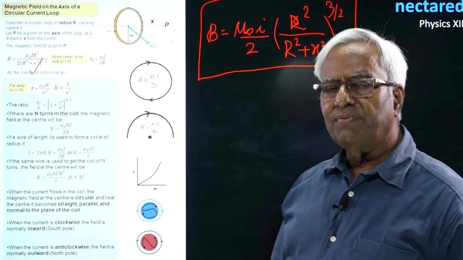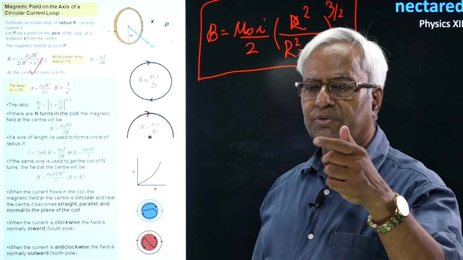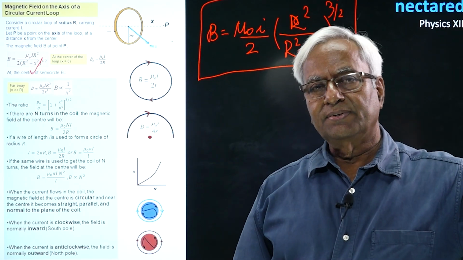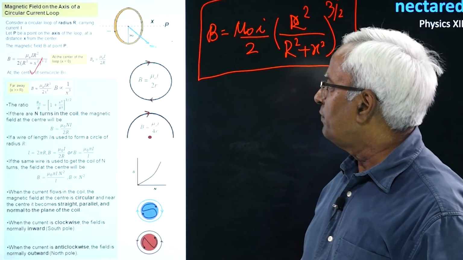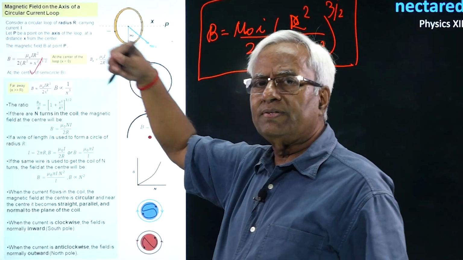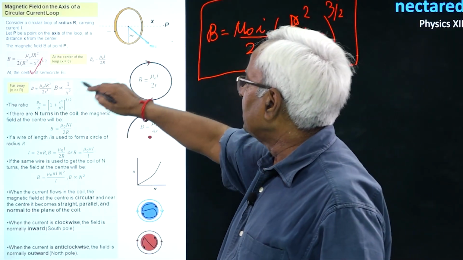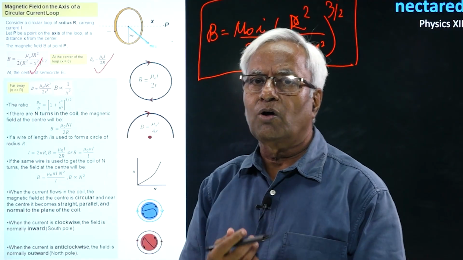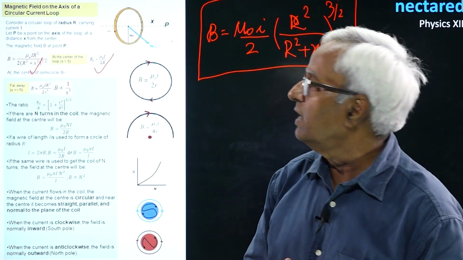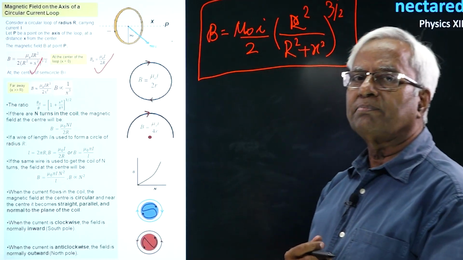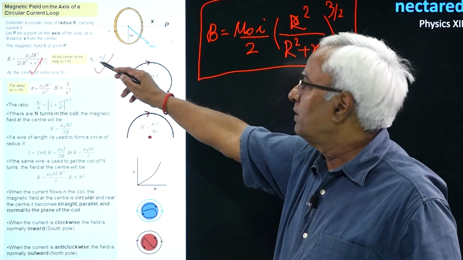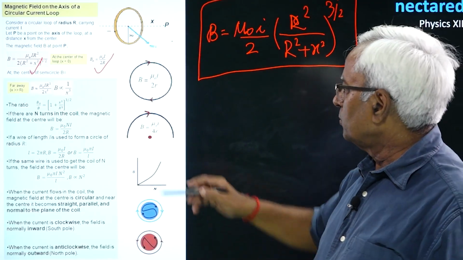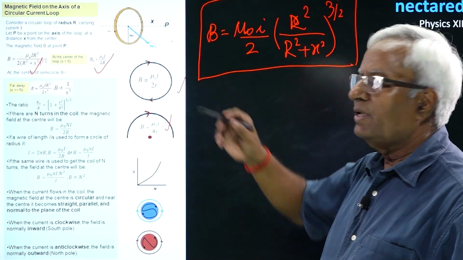By changing different values of x, you see x is variable here, that is the distance of the point on the axis from the center. So, if you put the value x equal to 0, obviously you are at the center of the coil. In that case, the magnetic field becomes mu naught I upon 2r itself. Had it been a half circle, it becomes half of this value, that is mu naught I upon 4r. Both things have been given over here.